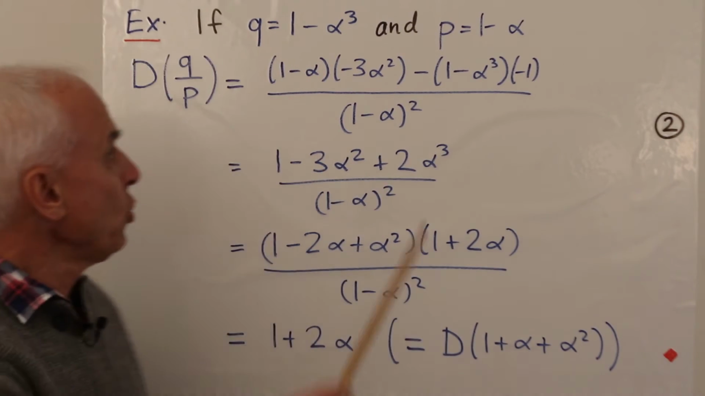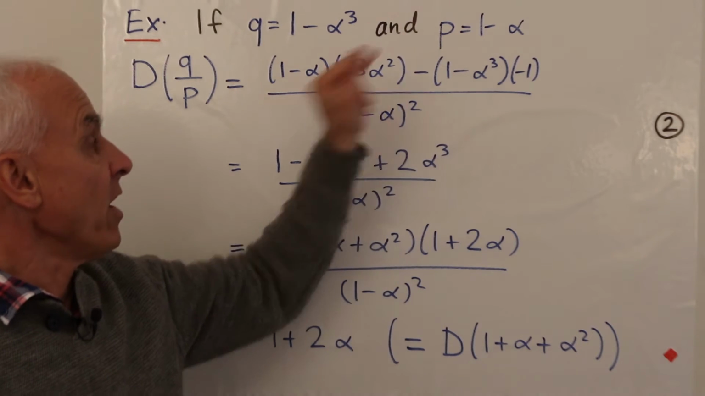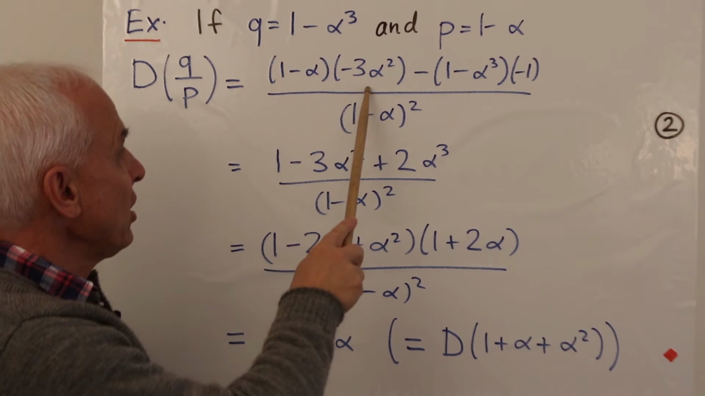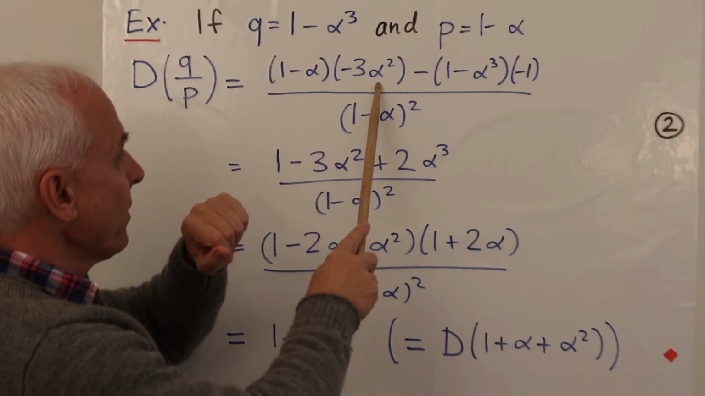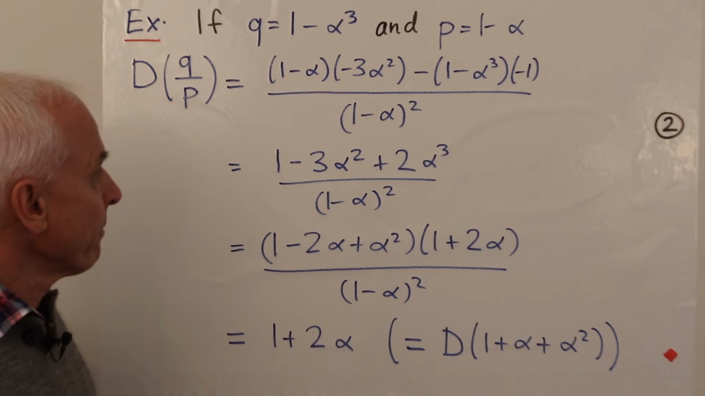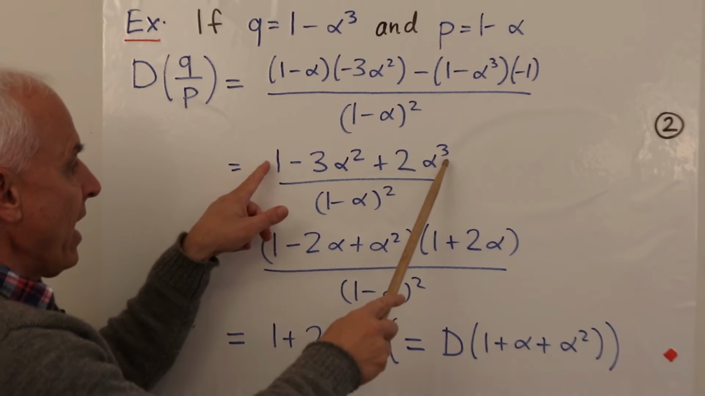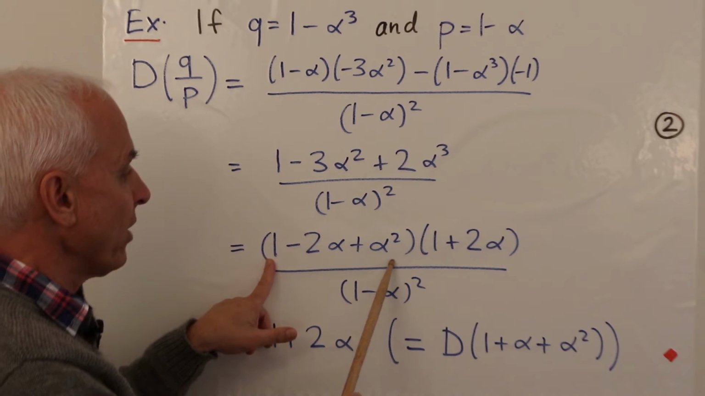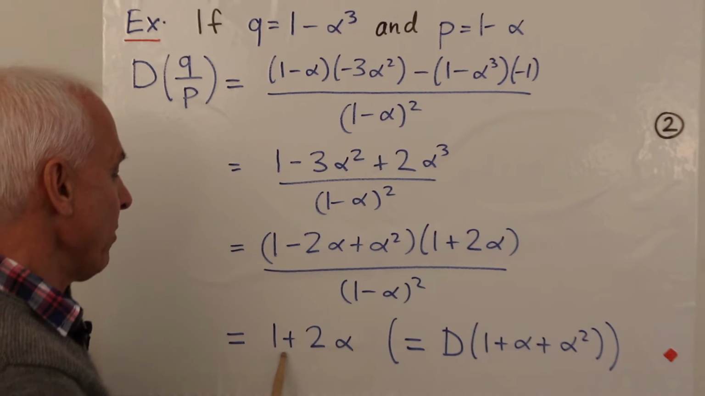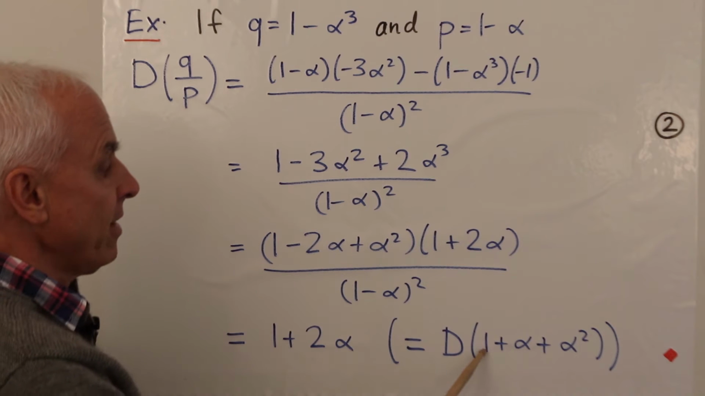So a simple example: if q equals 1 minus alpha cubed and p equals 1 minus alpha, then indeed p does divide q. And the quotient rule tells us that the derivative of the quotient will be p dq, there's p, there's the derivative of q, minus q dp, all divided by p squared. Well, the numerator here simplifies to 1 minus 3 alpha squared plus 2 alpha cubed. And that actually has a factorization: 1 minus 2 alpha plus alpha squared times 1 plus 2 alpha. And that term is the same as 1 minus alpha squared. And we do end up getting 1 plus 2 alpha, which is the derivative of the quotient, because q divided by p is 1 plus alpha squared.